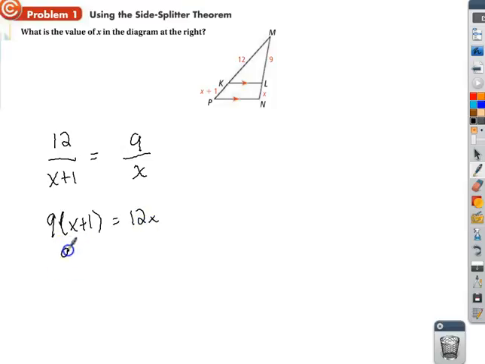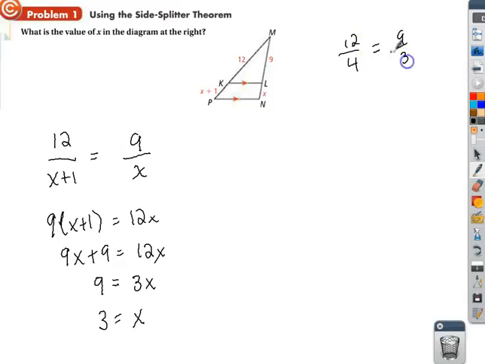I distribute, 9x plus 9 is equal to 12x. I will subtract 9x from both sides. That gives me 9 is equal to 3x. I will divide by 3, and that gives me 3 is equal to x. So there's my solution. So I'm saying that 12 over 3 plus 1, which is 4, is the same thing as 9 over 3. If I were to write that out, 12 over 4, 9 over 3, does that equal each other? You can cross multiply and check.